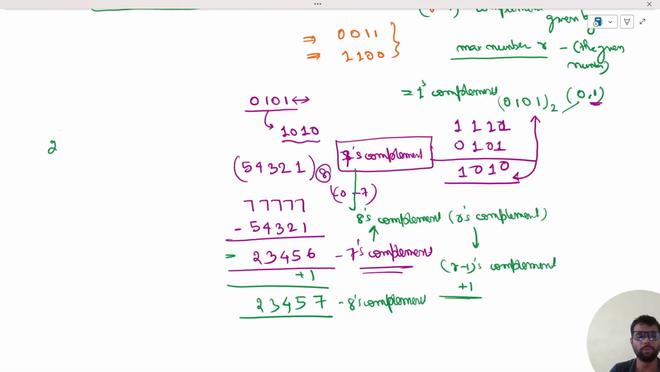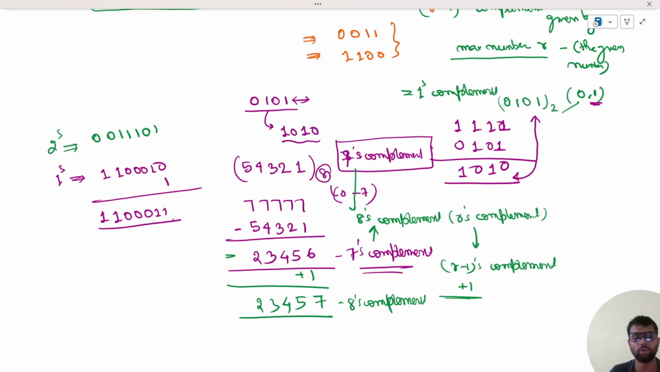How do we find the 2s complement? Suppose we want to find the 2s complement of this number 0 0 1 1 1 0 1. The first thing is you have to find the 1s complement. The 1s complement will be what? You have to subtract the given digits from 1, or in binary just replace 0 with 1 and 1 with 0. So this is the 1s complement, add 1 to it. So what you will get is 1 1 0 0 0 1 1. So this is the 2s complement.